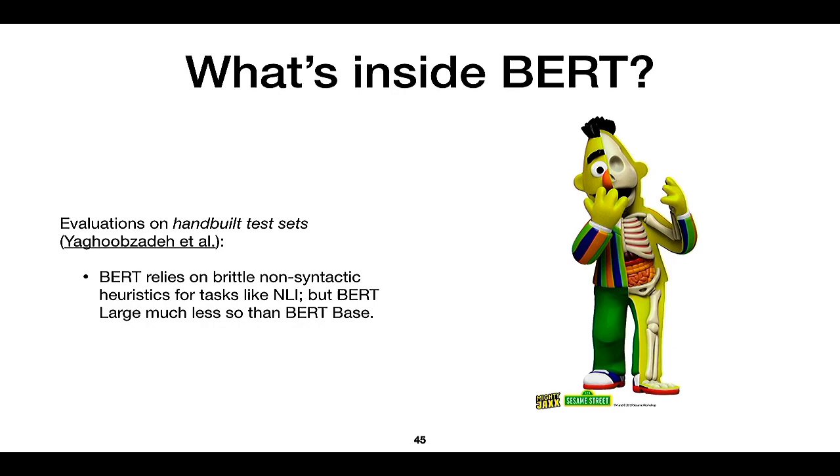And using evaluations on hand-built test sets, kind of like our pizza with olives, pizza with friends example, another paper has shown that BERT relies quite often on very brittle, syntax-unaware heuristics when doing a lot of these tasks, like textual entailment. These models will say, oh, if there's a good string overlap between the first sentence and the second, that's a good clue to some label. But again, some evidence of one of these phase shifts: the larger BERT model, same model, same training data, just more parameters and more layers, is relying on these heuristics much less.